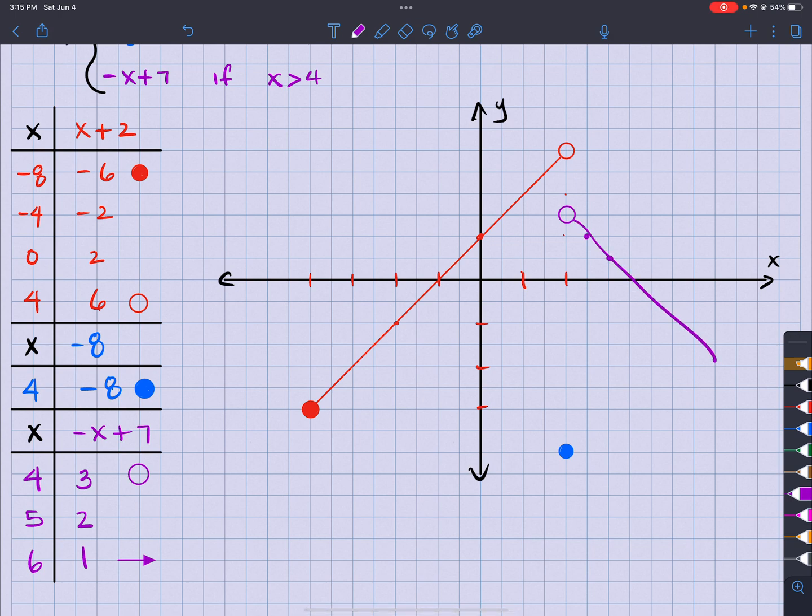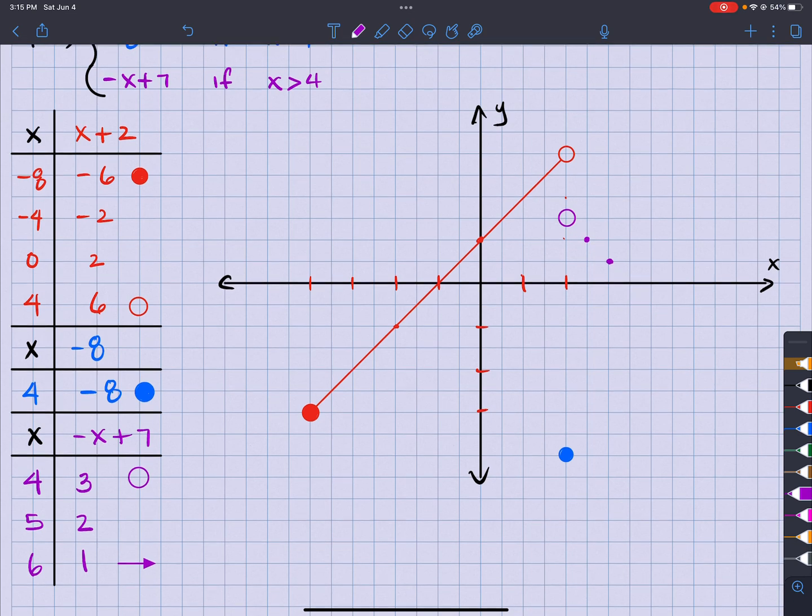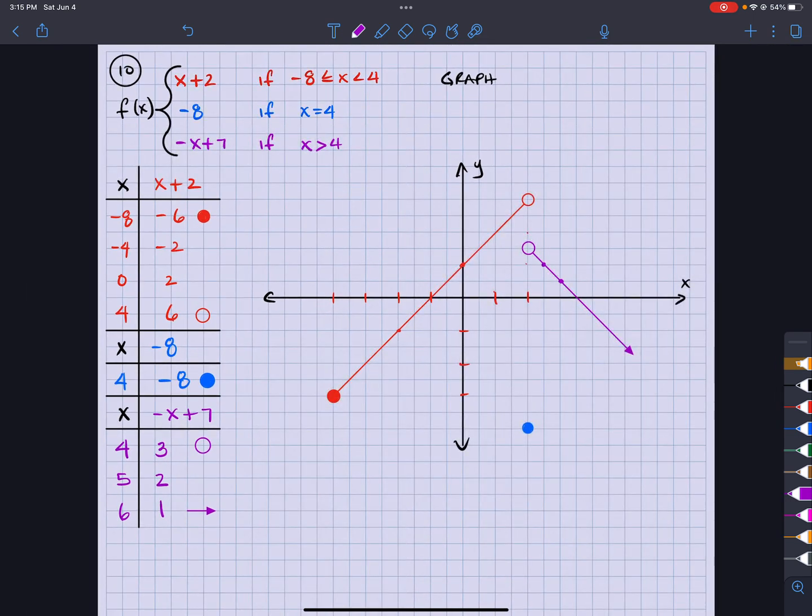So I have this line right here. You know what I should do? Let's do that. There we go, because it goes on forever. So there is my graph right there. And that, ladies and gentlemen, is going to be choice B.